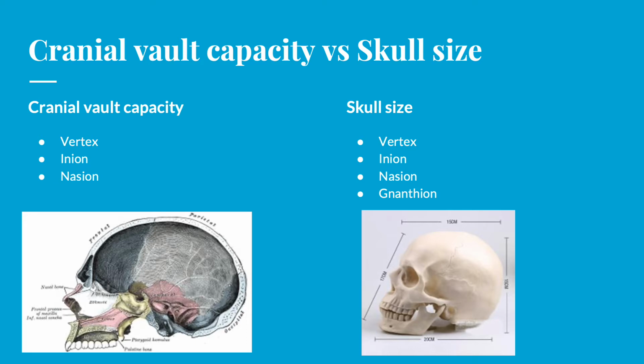Vault capacity is going to be your vertex, your inion, and your nasion. Be able to spell and write all those out. Skull size is pretty straightforward because it's all those three things, the vertex, inion, and nasion, plus the gnathion. Gnathion is super fun to say and super fun to spell. It's actually not that bad, but I would be prepared to do either one of those. So cranial vault capacity is just going to be where your brain is essentially, and then your skull includes your mandible. So that feature on the mandible.